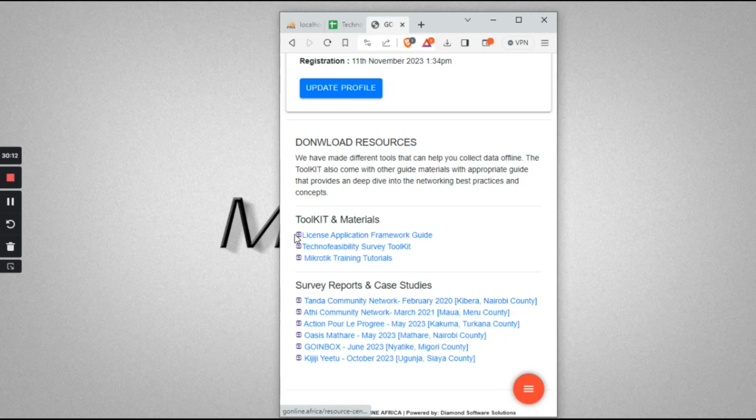Some of the tools we'll get here are a license application framework for those who want to do a license application, especially in Kenya. Then we have the Techno Feasibility study, survey report, survey toolkit, and then we have all these trainings, all these tutorials that we are doing can be accessed here. And again, we have a section where we have several reports and case studies that we have done for different community networks in Kenya.